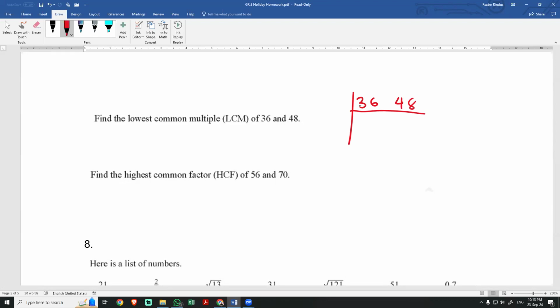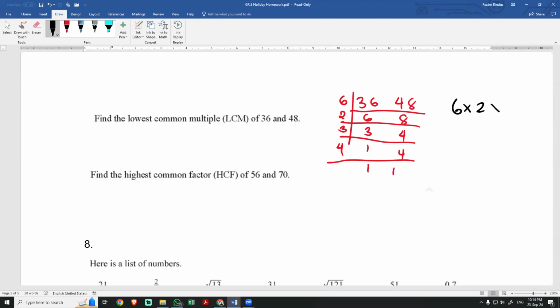Look for numbers that they can be divided by. I think we can start with 2, 4 can also work, but 6 can do as well. If you do that, you will get a value of 6 and a value of 8 here. In this regard, we can still have 2, or you can have 3 and 4. So 3 and 4 don't have a common factor now, so you can continue: 3, 1, 4, and then it's going to be 1, 1. So the value that you have on the left side is going to be 6 times 2 times 3 times 4. That's how to find the LCM.